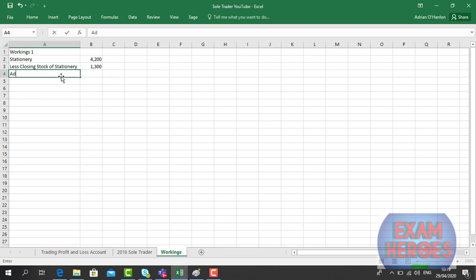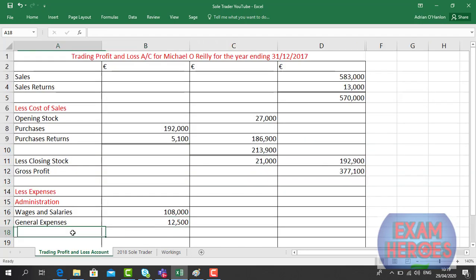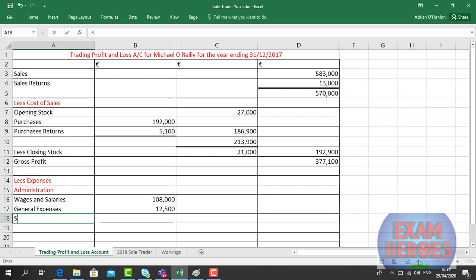So adjusted stock. Sorry, my mistake. Adjusted stationery: €2,900. So stationery then here. Let's zoom out a small bit. Stationery is €2,900.